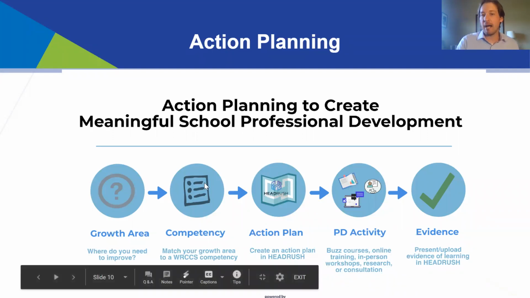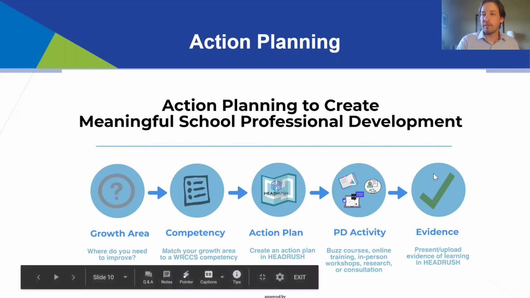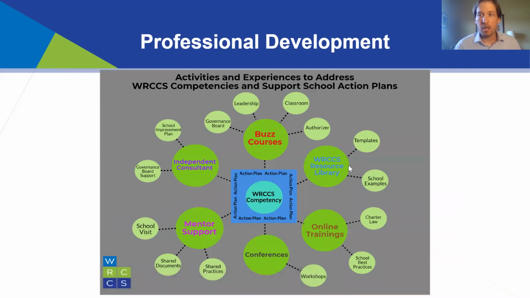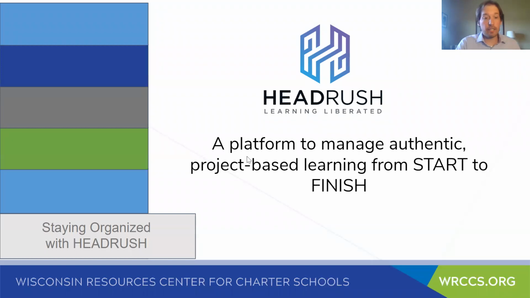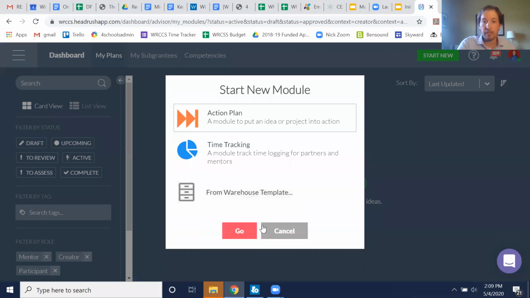And then you're finding that competency in which category it's in. You're dropping it into the HeadRush, and then you're just giving some evidence to demonstrate what the learning was. So once more, you have kind of an action plan in HeadRush with the competencies inside it, and then whatever you decide as a school on how you wanted to receive that professional development is all good. So let's quickly jump into the HeadRush platform and see just what that looks like.